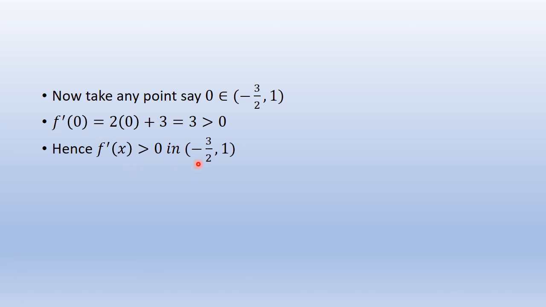Hence, what do we see? f dash of x is greater than 0 in this interval. That is, f dash of x is positive in this interval. What does it mean? If the first derivative is positive in any interval, it means that the function is increasing in that interval. So we get f of x is increasing in this interval from -3 by 2 to 1, and that is our answer. The function is increasing in -3 by 2 to 1. And that completes the solution.